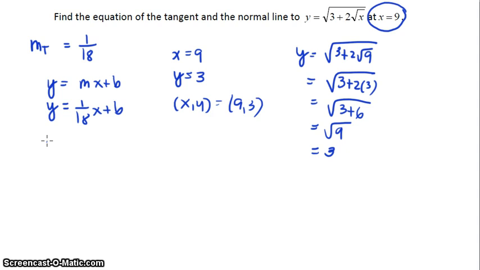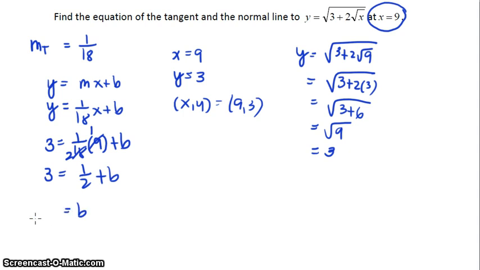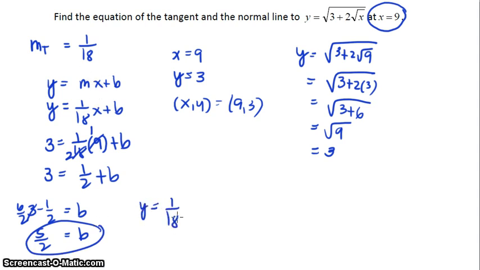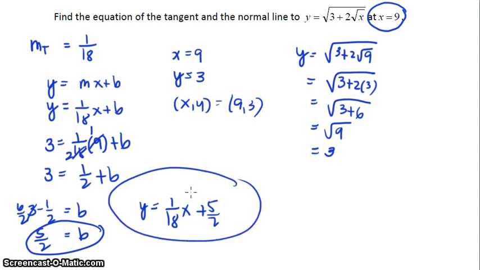So this means 3 is equal to 1 over 18, x is 9, plus b. So 3 is equal to 1/2, that is 9 and 18, this is 2 and 1, plus b. So b is equal to 3 minus 1/2. So b is equal to, you can think of 3 as 6 over 2, so this is 5 over 2. So b is equal to 5 over 2. Therefore, the equation of the tangent line is y equals 1 over 18x plus 5 over 2. Okay? So this is the equation of a tangent line.